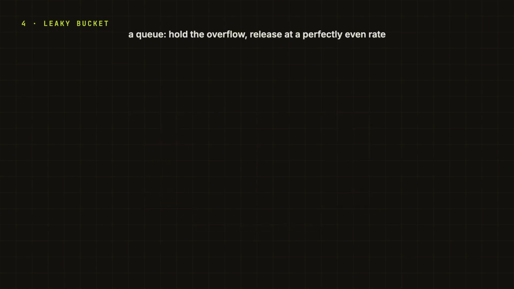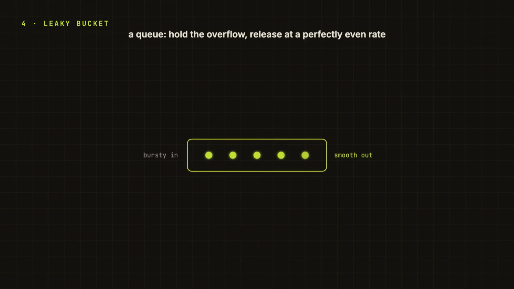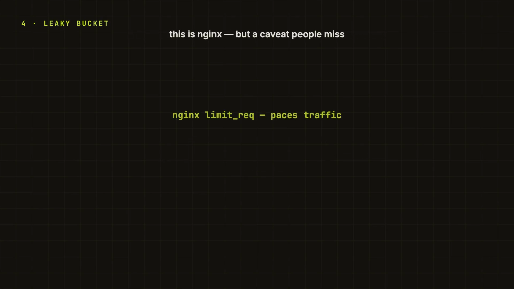The second one is a genuinely different thing: leaky bucket as a queue. Here you don't reject the extra requests. You hold them and release them at a constant, even rate. So the output comes out perfectly smooth. No bursts ever leave. This is basically what Nginx does.